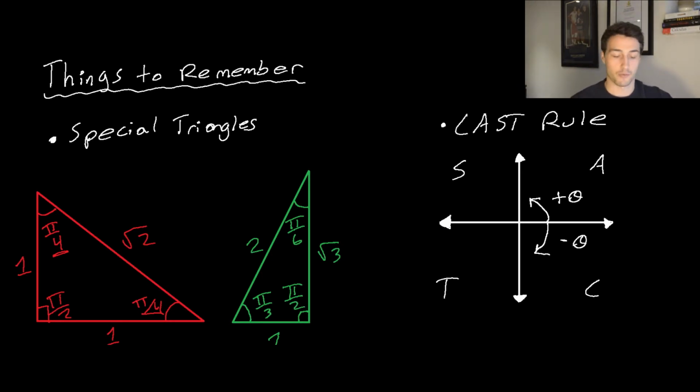Next, we have the CAST rule, or the All Students Take Calculus rule. So we need to understand where certain values are positive. In the second quadrant, sine is positive. In the third quadrant, tan is positive. In the fourth quadrant, cos is positive. And in the first quadrant, all are positive.